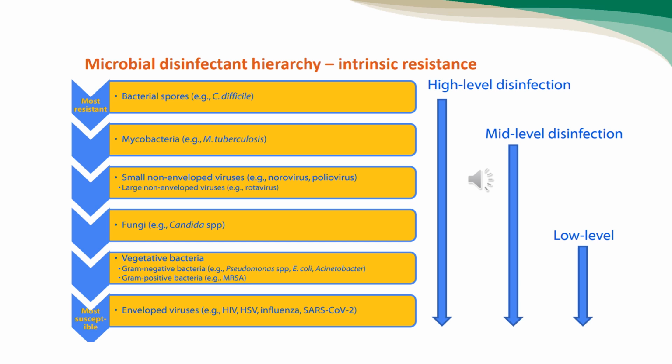High-level disinfectant is effective against bacterial spores, while intermediate or mid-level disinfection is effective against mycobacteria, small non-enveloped viruses, fungi, vegetative bacteria, and enveloped viruses. On the other hand, low-level disinfectant is only effective against vegetative bacteria and enveloped viruses.